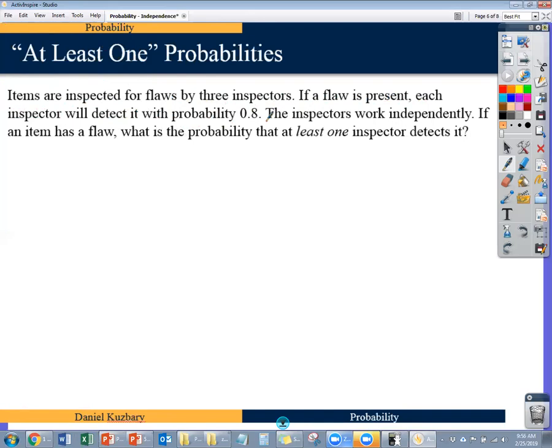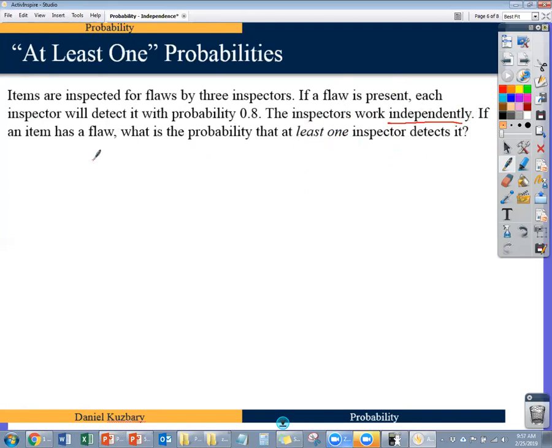You're going to hand it to inspector number 1, and they're going to check it, and then they're going to pass it to inspector number 2, and they're going to check it, and they're going to pass it to inspector 3, and they're going to check it. The inspectors are going to work independently, which means that if I'm inspector 1 and I say it's fine, that's not going to affect what inspector 2 says. He's going to inspect it as though I've never looked at it. He's not going to be biased towards my opinion or against my opinion. So these are going to work independently.